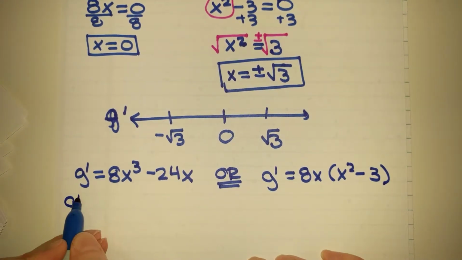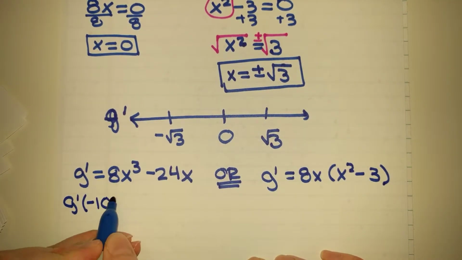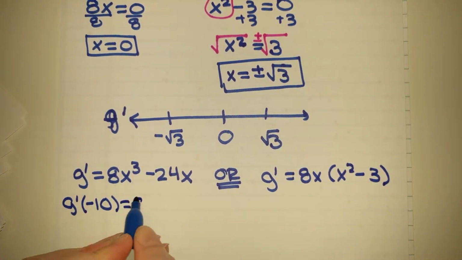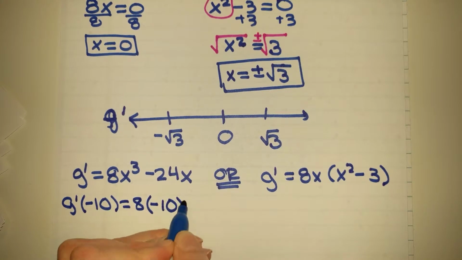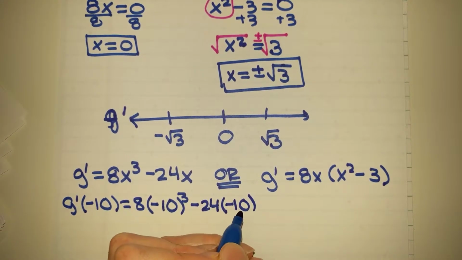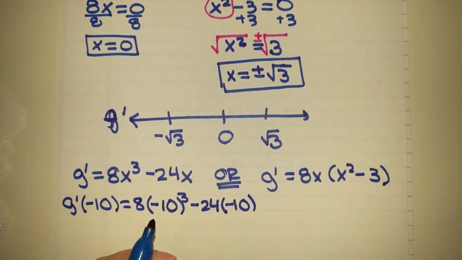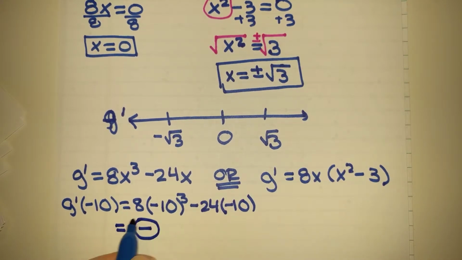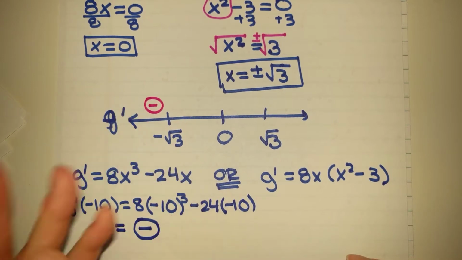So for example, I could go over here and plug in, let's say, -10. So that would be way over here, way past the negative square root of 3. So we would have 8 times -10 to the third minus 24 times -10. So you would go through the calculation of that, and all you are interested in, again, is whether it is a positive or a negative. So you actually get quite a big negative number here, but again, the important thing is that it's a negative. So that negative goes on our number line.